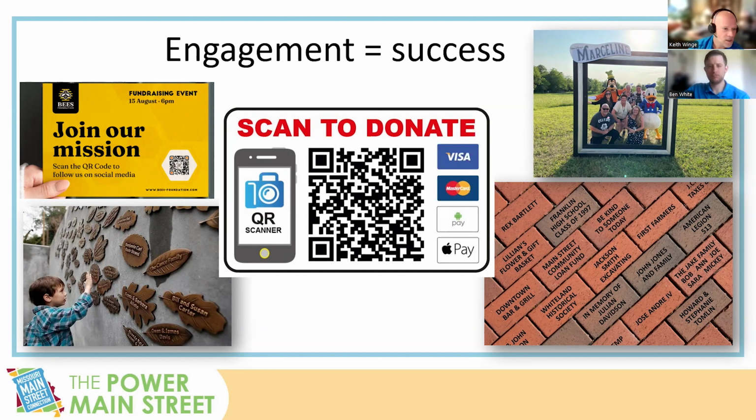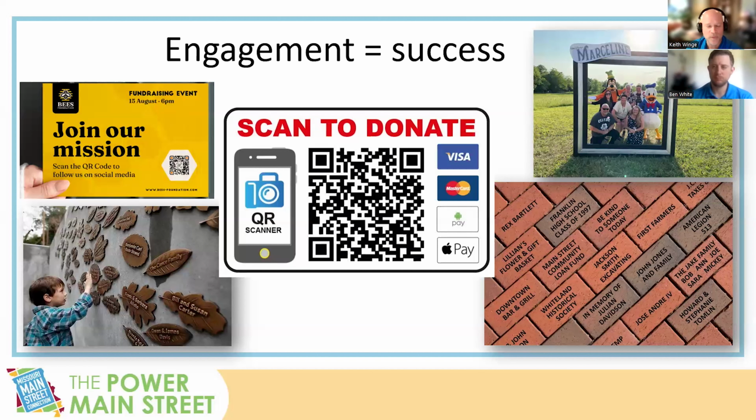On the left, walls where you recognize folks. You probably see those in some hospitals and different places that have done campaigns to raise funds for their organizations. That's a way to recognize them. So think about fun ways to do that.